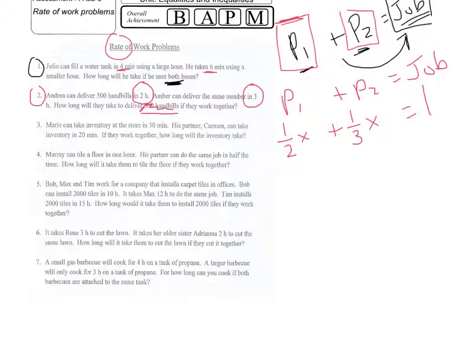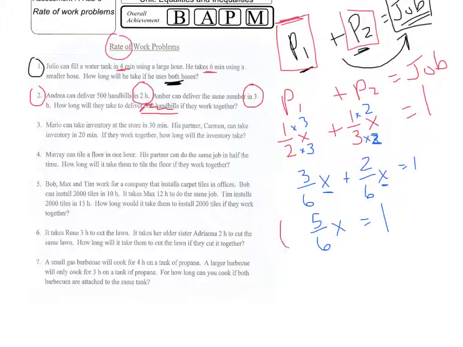So now we have our fractions set up. We will have our common denominator of 6. We'll use our fraction skills. Here they are, and we're going to rewrite that as 3 over 6x plus 2 over 6x equals 1. We have like terms, they're both x's. Remember, x is time. We can add those together to get 5 over 6 x equals 1. To get rid of 5 over 6, we multiply by its reciprocal.